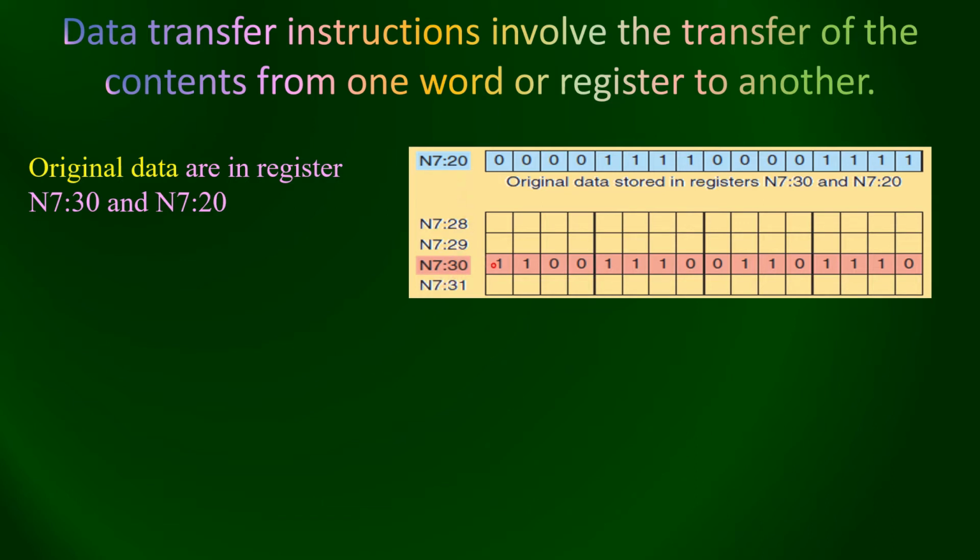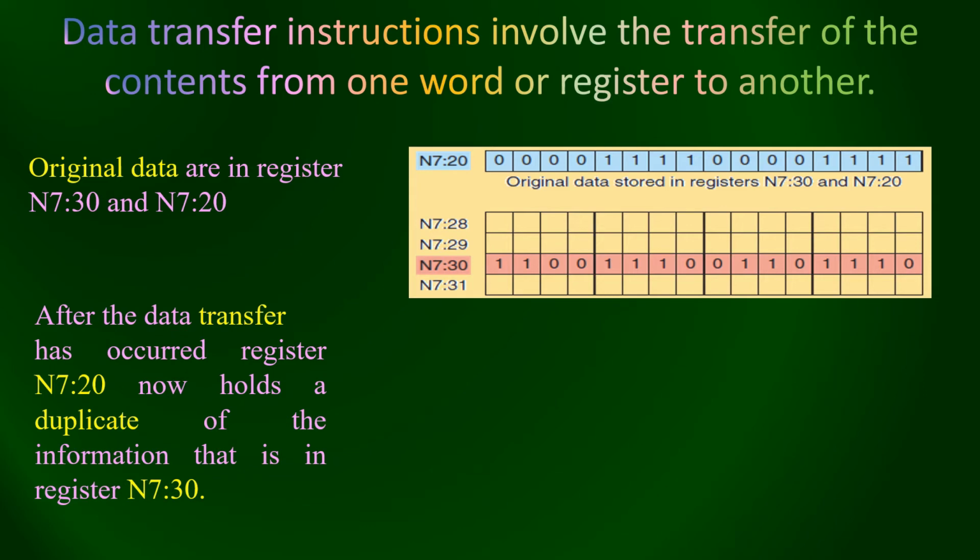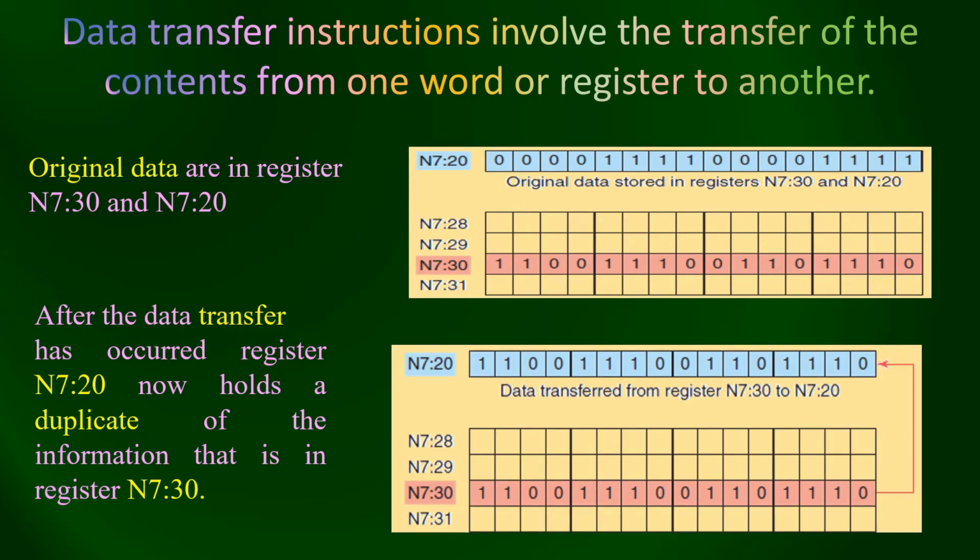So what will happen when this data is transferred from N730 to N720? The content of N720 will change, but the content of N730 will remain the same. Let's see what will happen. After the transfer, you see the data in N730 and the data in N720 is the same.